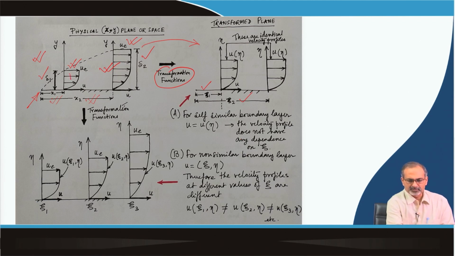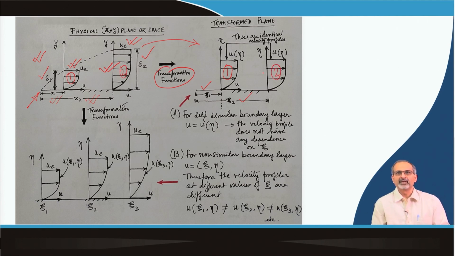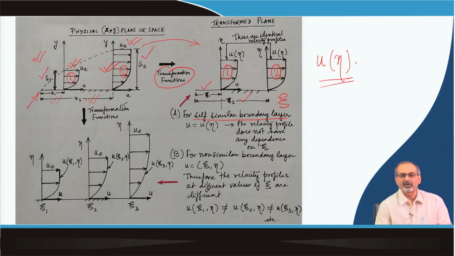and the first profile here maps with the first one here, the second profile here maps with the other one here. Then you find that under the effect of the transformation functions, they look identical, and they thereby lose their connection with the xi coordinate and become purely functions of the eta coordinate. So, if that is possible, then we have the so called self similar boundary layer velocity profile, where it does not have any dependence on xi. However, if we fail to find such transformation functions, we may land up with non-similar boundary layer solution.